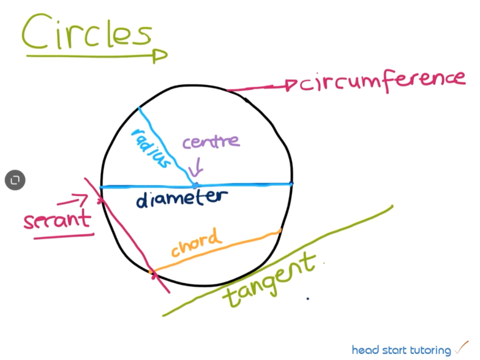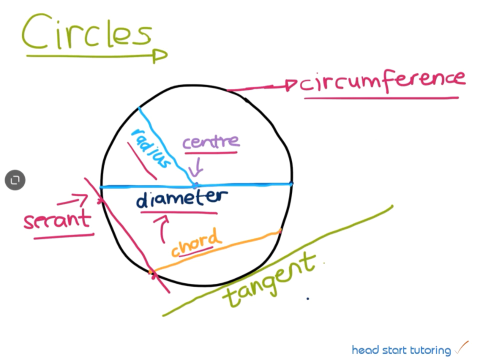Right, so these are some of the parts of the circle. We've got the center point, we've got the radius, which is half of the diameter, we've got the diameter, which is double the radius, we've got our circumference, which is all the way around the circle, we've got our chord, which is from one edge of the circle to another edge of the circle, and remember that your diameter is the longest chord in any circle.